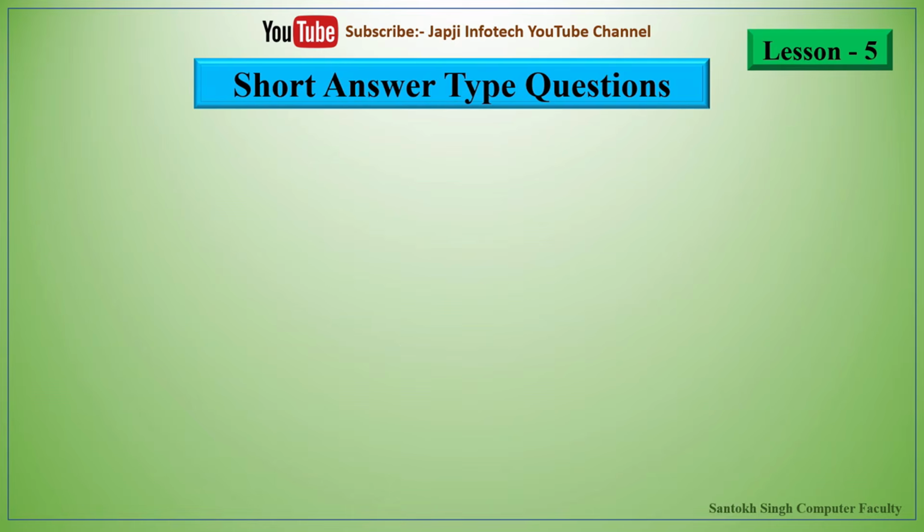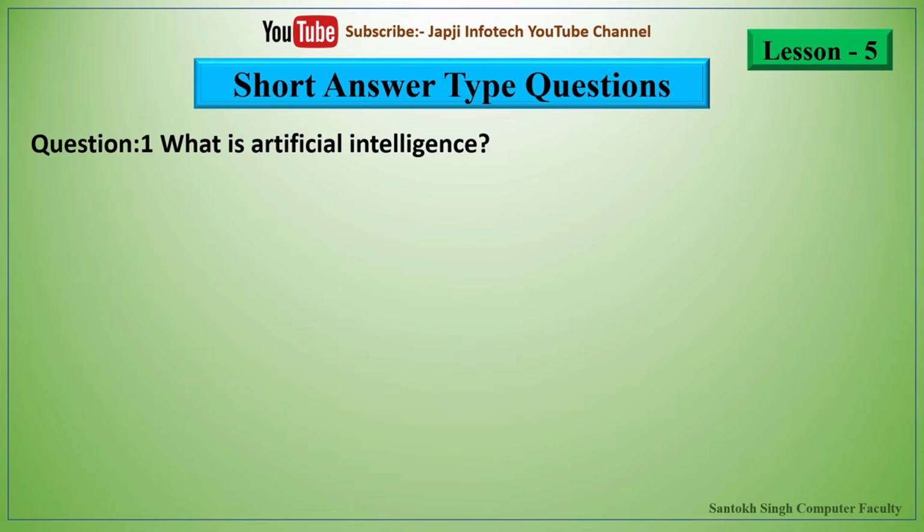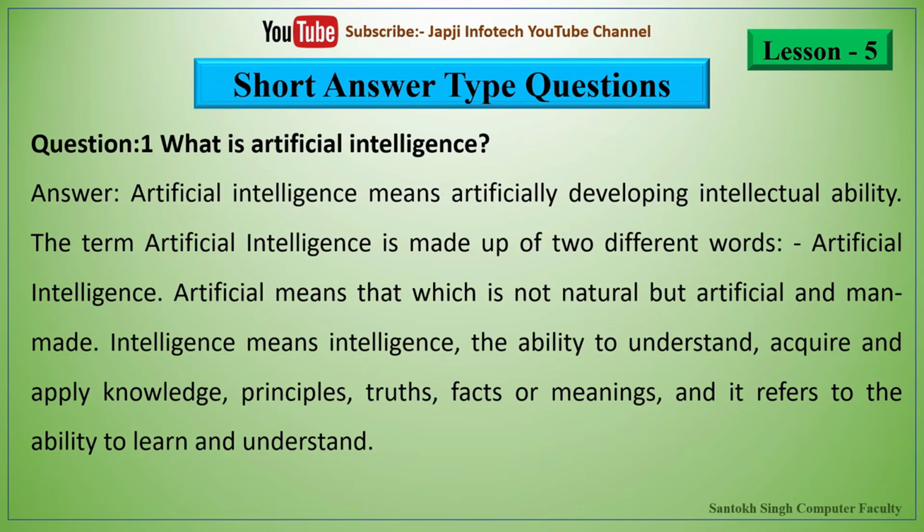So now we will learn about short answer type questions. So the first question is, what is artificial intelligence? So artificial intelligence means artificially developing intellectual ability. The term artificial intelligence is made up of two different words, artificial plus intelligence. Artificial means that which is not natural but man-made. Intelligence means the ability to understand, acquire, and apply knowledge, principles, truth, fact, or meanings, and it refers to the ability to learn and understand.